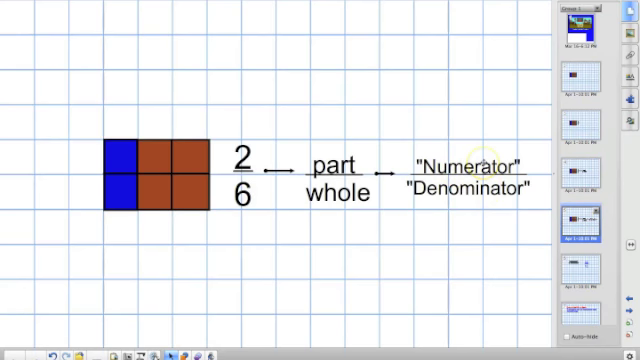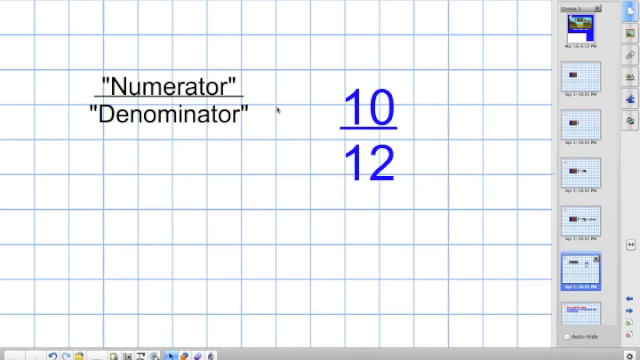The top number we call the numerator. The bottom number is the denominator. For a friendly trick, I like to think of the denominator as the number that's down or at the bottom. Numerator is at the top. 10 out of 12. 10 is the numerator, 12 is the denominator.